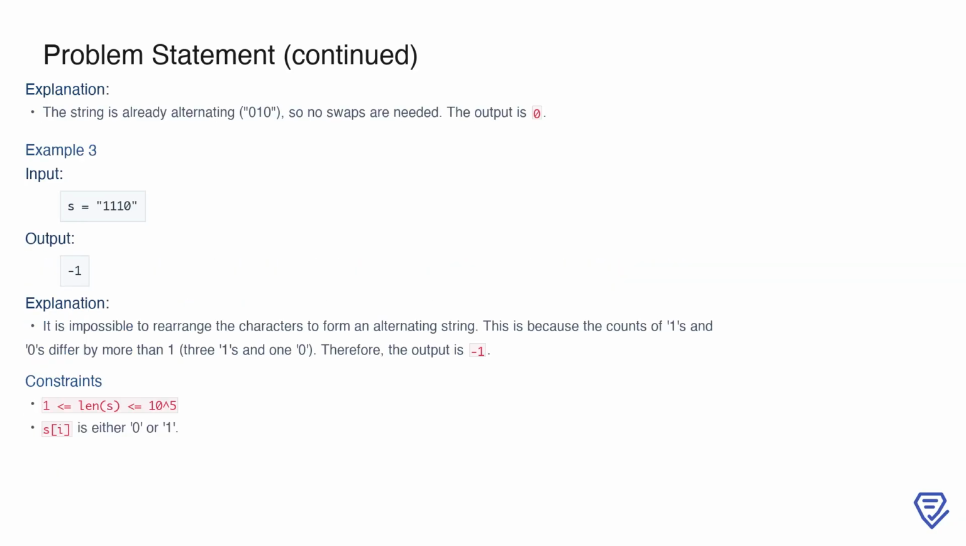Now, consider the input S equals 1110. The output for this case is -1. This is because it is not possible to rearrange the characters to form an alternating string. If you look closely, there are 3 ones and only 1 zero, so the counts of ones and zeros differ by more than 1. This imbalance makes it impossible to achieve a valid alternating pattern, so the result is -1. This shows that the feasibility of creating an alternating string depends heavily on the counts of zeros and ones in the input string. If the difference in their counts exceeds 1, the task becomes impossible.